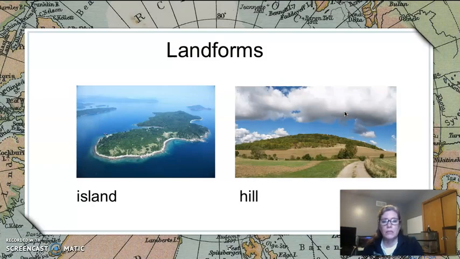We have islands, which are completely surrounded by water. We have hills. This is more familiar to us in Nebraska. We do not have mountains in Nebraska, but we do have some hills.